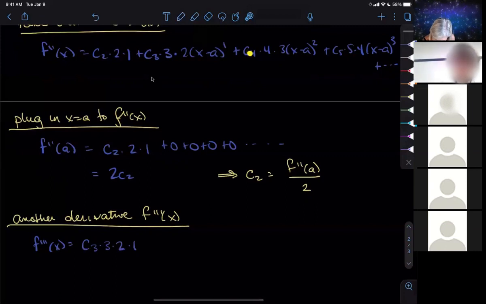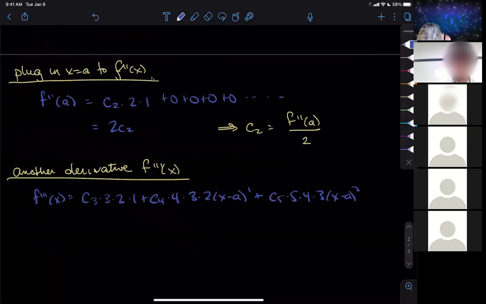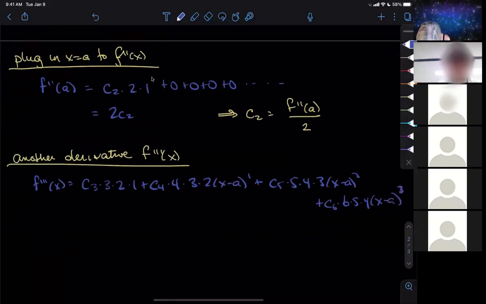And then for this term, I have C4 times 3 times the derivative of this, which is 2 times x minus a to the 1 power. And then the next one's going to be C5 times 4 times 3 times (x minus a) squared. And if we did another term, can I fit it in? Next one would be plus C6 times 5 times 4 times (x minus a) cubed. And then there's some more stuff.